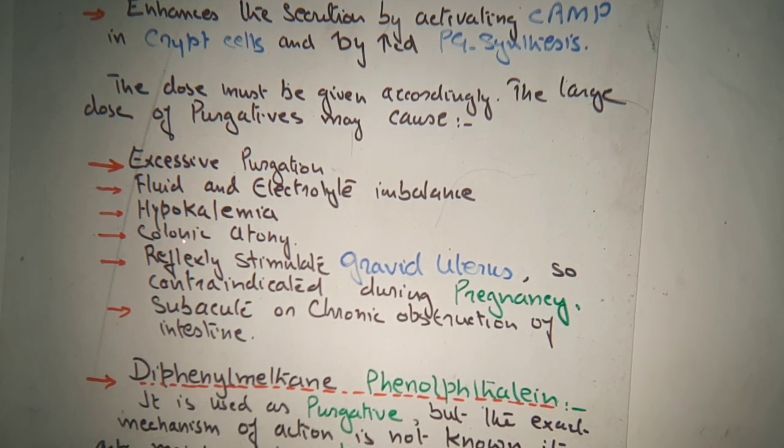Atony, that is chronic atony, reflexly stimulates the gravid uterus. Gravid uterus means the uterus of a pregnant woman. So reflexly stimulating the gravid uterus may cause miscarriage or abortion. So that's why it is contraindicated during pregnancy. Purgatives should not be given in pregnancy, they are contraindicated. Subacute or chronic absorption of the intestine.